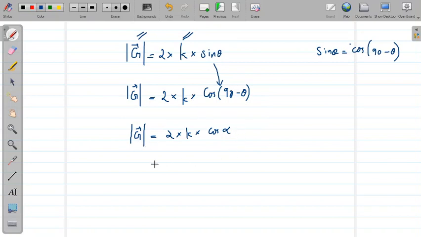Now in order to modify this equation a little further, I am going to multiply both sides with mod g. So multiplying the left side with mod g again, I will get mod g square equal to 2 into k into mod g into cos alpha. So if we look at the right hand side, we have the magnitude of k vector into magnitude of g vector multiplied by cos alpha, where alpha is the angle between the direction of the incident ray and the direction of the g vector.